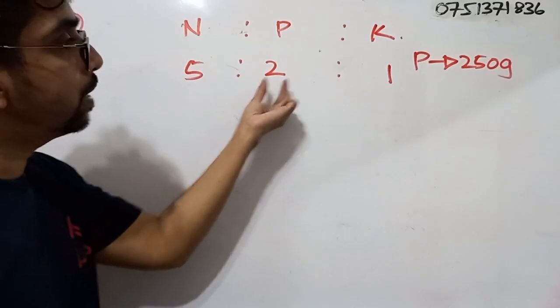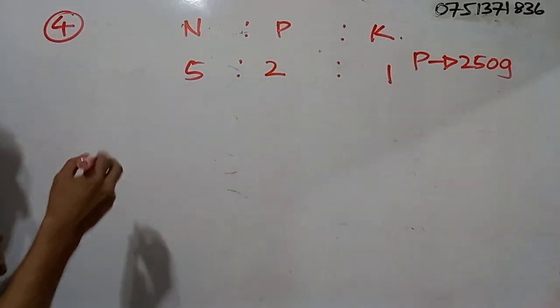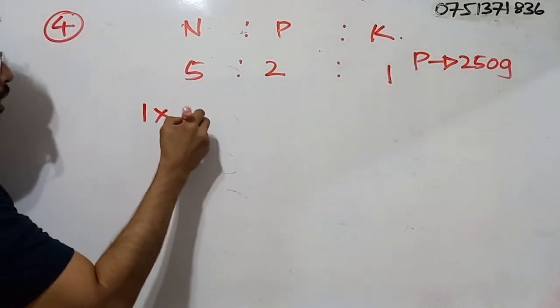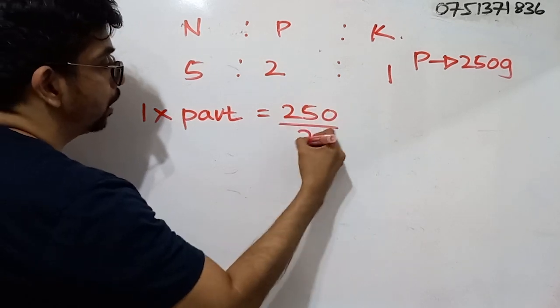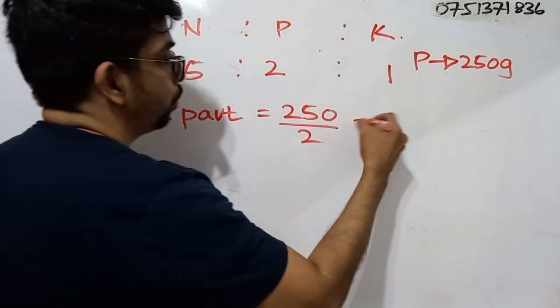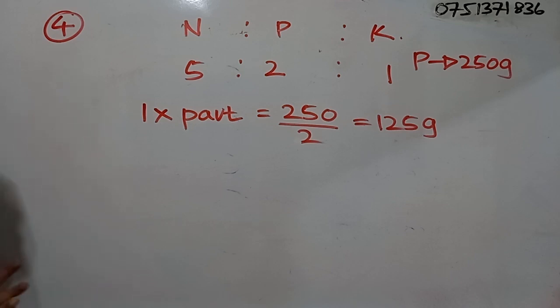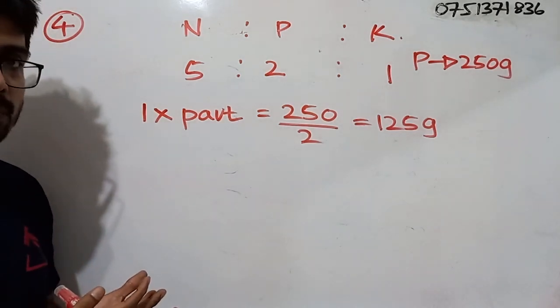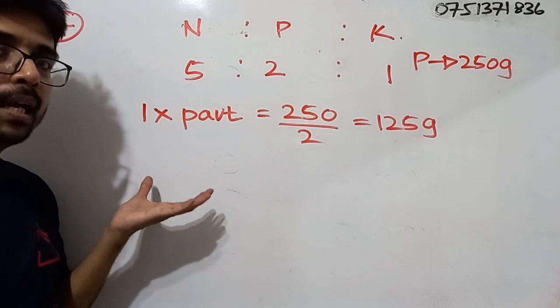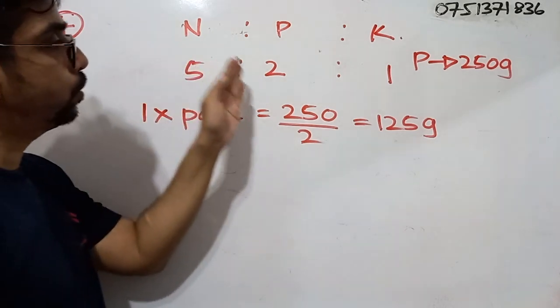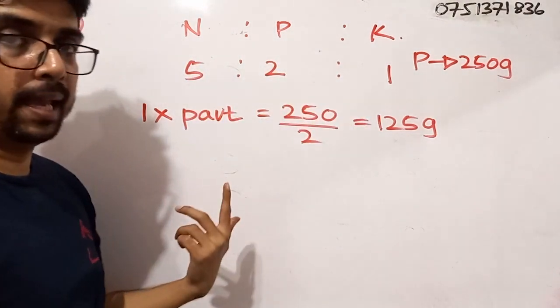2 parts are equal to 250 grams. Then what is the value of 1 part? Simply take 250 and divide it by 2. So what do we get? 125 grams. We need to calculate the total mass now. How many parts are here in total? 5 plus 2 plus 1, which is 8.